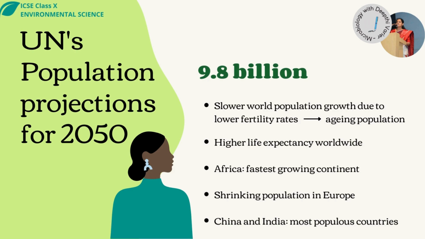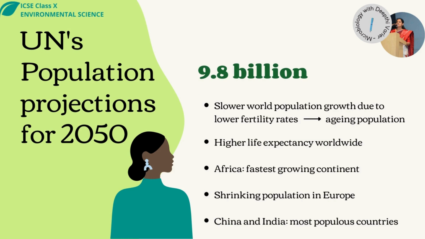So, on the whole, if you see, the population growth has decreased. That is, the fertility rates have come down. Due to the fertility rates coming down, the world population is growing at a slower rate. But then that has also led to an aging population. So, the number of old people, that is, people who are 65 and above, will be more in the future.